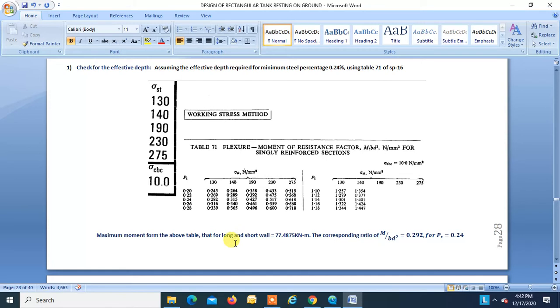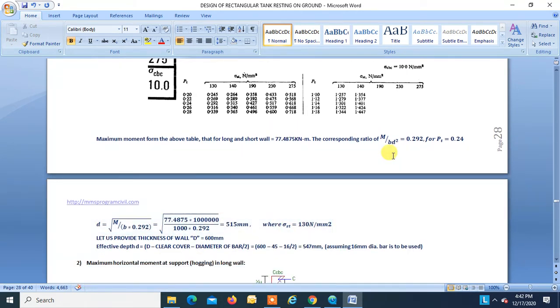So out of all moments, including the horizontal moment and the vertical moment, you have to take the maximum moment for which we have to find the thickness. So the maximum moment is 77.48. For this moment, putting the value of ratio of M by bd square equal to 0.292, we get d equal to 515. So this is the minimum effective depth that has to be provided.